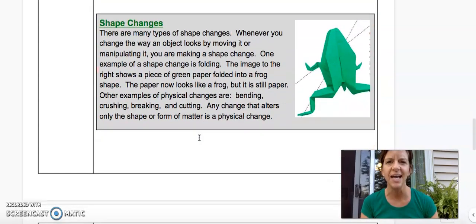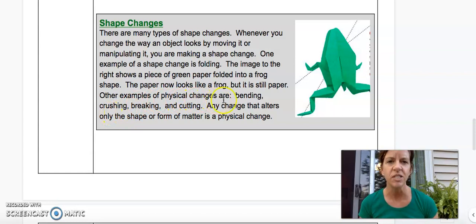All right, students, next. Our next kind of physical change is a shape change. Let's talk about it. Let's read our textbook. There are many types of shape changes. Whenever you change the way an object looks by moving it or manipulating it, you are making a shape change. One example of a shape change is folding. The image to the right shows a piece of green paper folded into a frog shape. The paper now looks like a frog, but it is still paper.